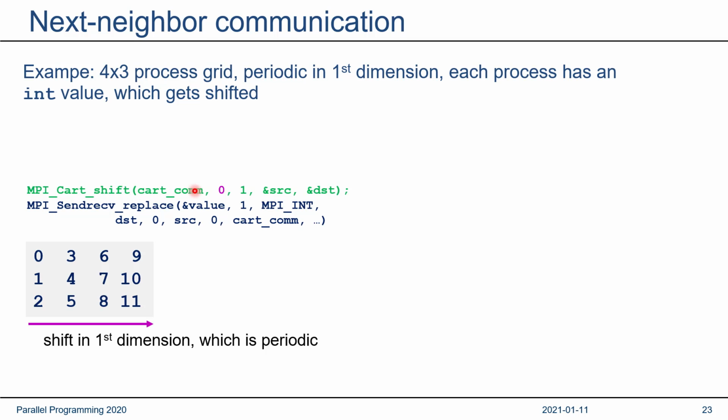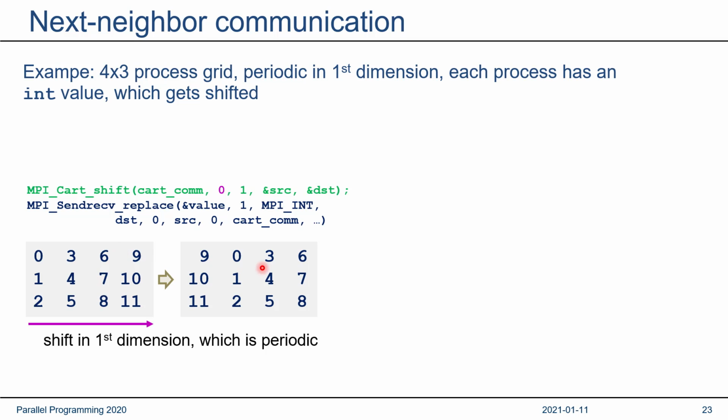MPI_Cart_shift is supplied with a communicator. 0 is the first dimension, so the 0th dimension, the x dimension. 1 means we shift by 1 in the positive x dimension, and we get source and destination arguments. So what we get is source and dest as output, and we can use them directly as input to MPI_Sendrecv_replace in order to provide a ring shift in this direction. This means process number 3 will receive from 0 and send to 6.